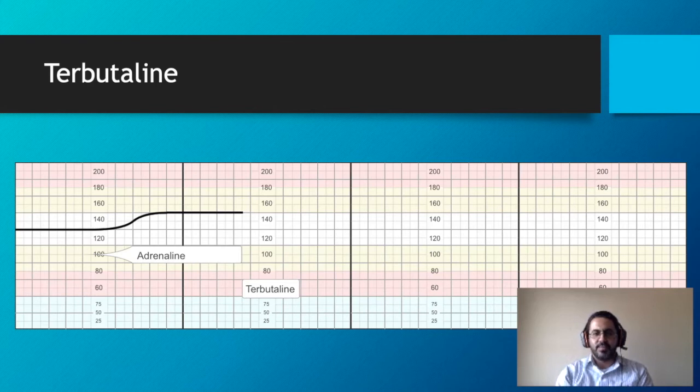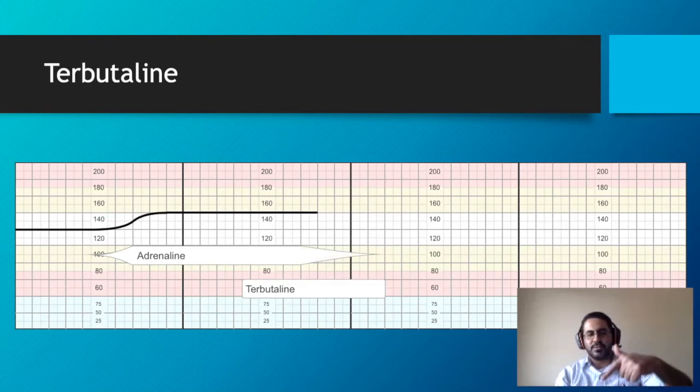Yes. But as we've given the terbutaline, the adrenaline is supposed to get better because now the contractions are settling. So the heart rate with the adrenaline going away is supposed to come back down. But the terbutaline is pushing the baby's heart rate up. So basically what should happen is that they should cancel each other out, and the baby's heart rate should stay the same. But if the baby's heart rate is staying the same, how am I supposed to know that the baby's getting better?